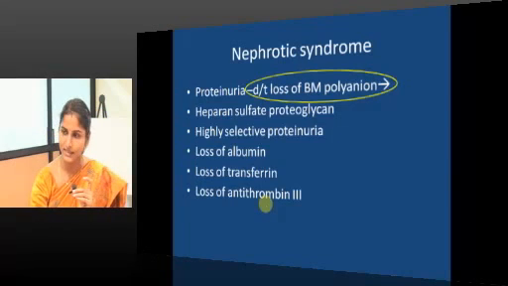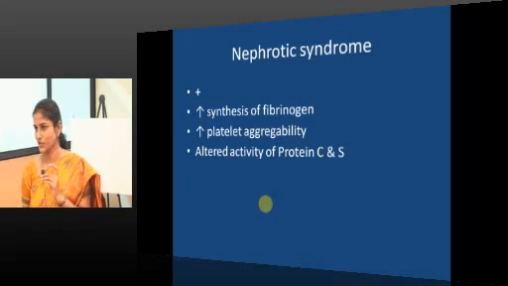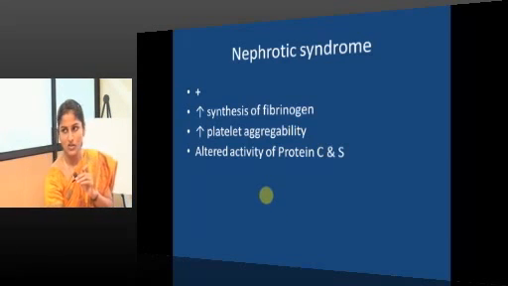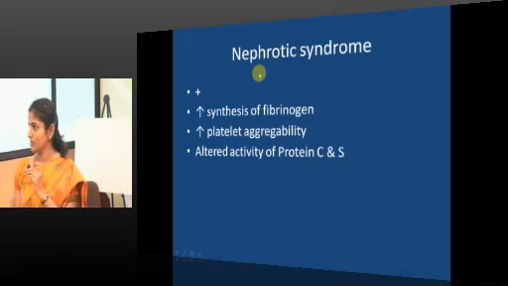Apart from this, there are certain other mechanisms causing hypercoagulable state in a nephrotic syndrome patient. So, apart from this loss of antithrombin 3, it is due to increased synthesis of fibrinogen.